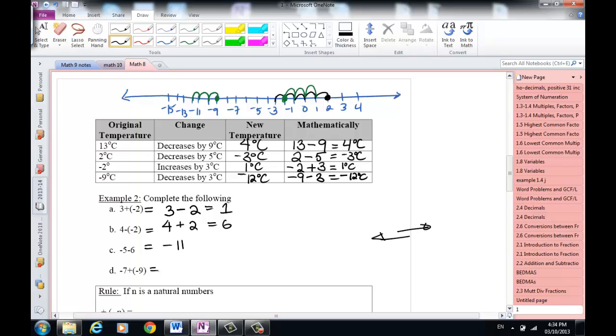We can rewrite D. So D says -7 plus -9. A plus minus is still a minus. Okay, so this minus symbol is just talking about direction, and it's telling us that we're going into the negative direction. So we can write this as -7 minus 9. Again, if you want to think about it as steps, we're going to go back 7 steps, and then we're going to go back another 9 steps, so in total we get -16.